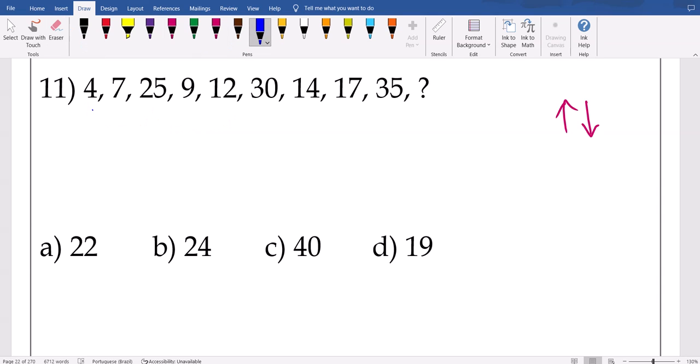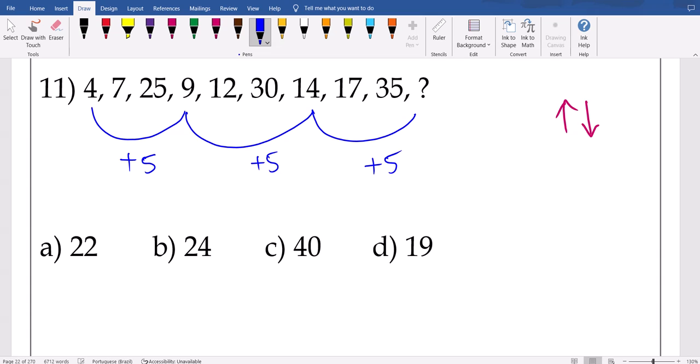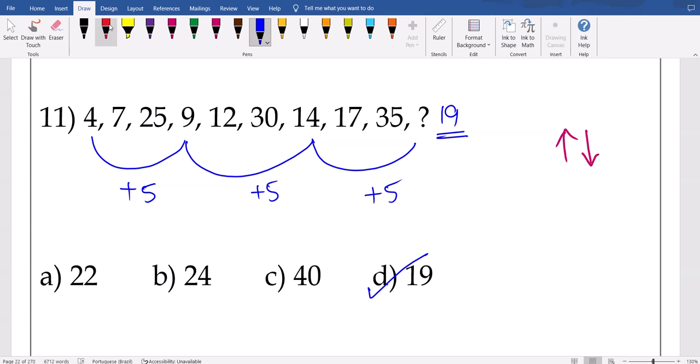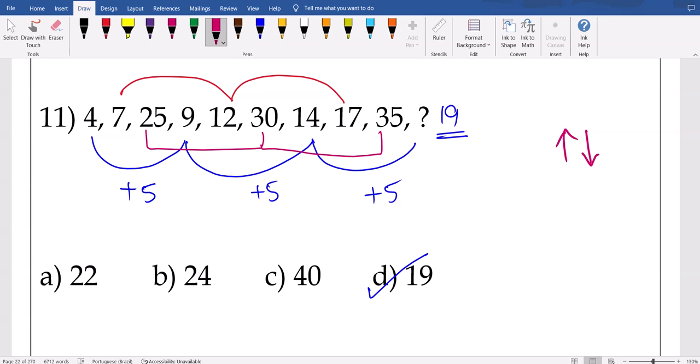I'll show. See 4, 9, 14. Is 4, 9, 14 increasing? 4 plus 5, 9 plus 5, 14 plus 5. That's your answer. It's not alternate, it's three series combined. How three series, sir? What is the other series, sir? What is 7 plus 5? 12 plus 5? 17. There is one more series, 25 plus 5, 30. 30 plus 5? All are plus 5 only.